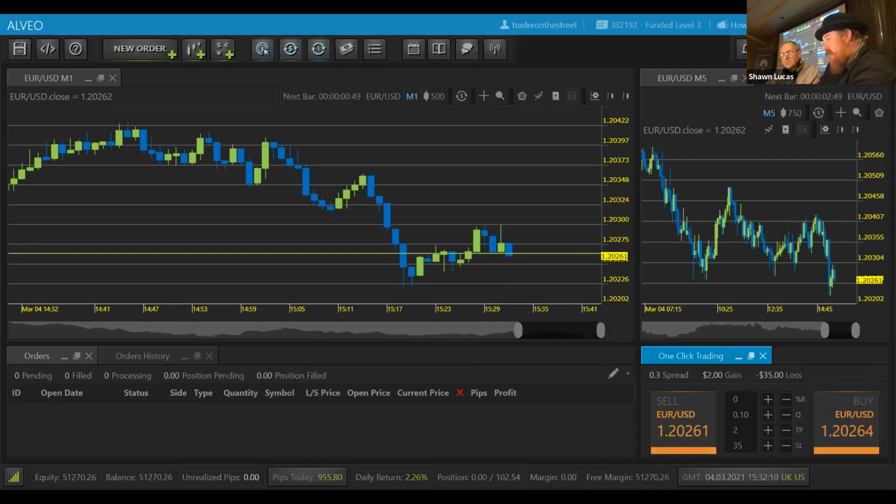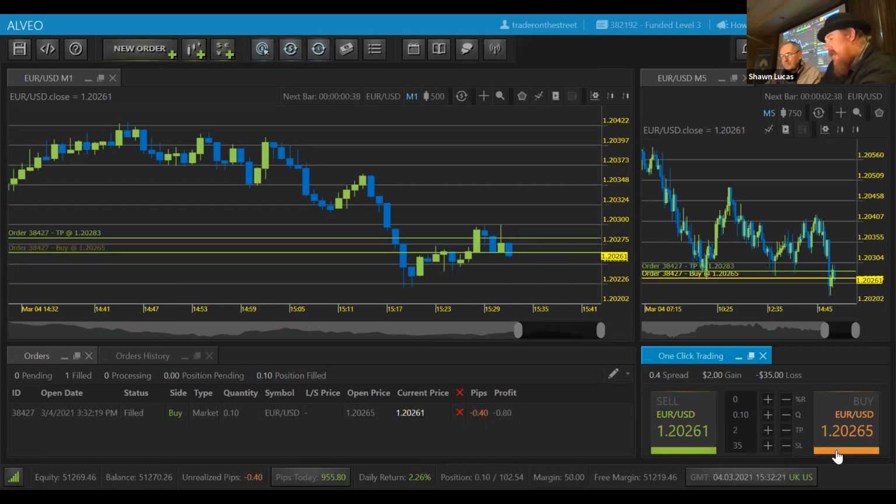All right, another push back down, and we're going to add a couple more longs to this. Not quite yet. Give it a second. It's okay. One trade never hurts too much.